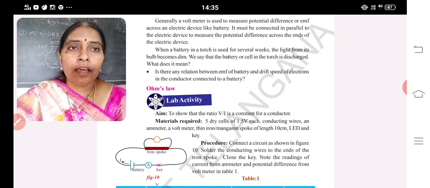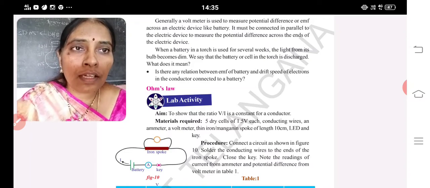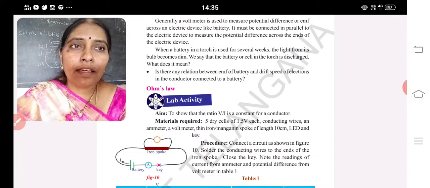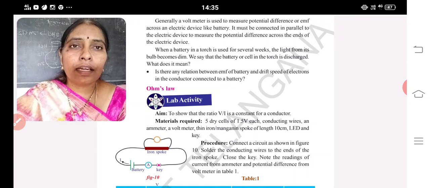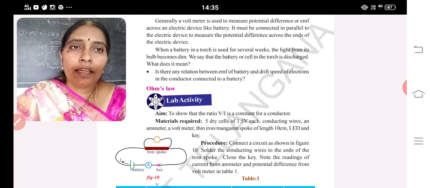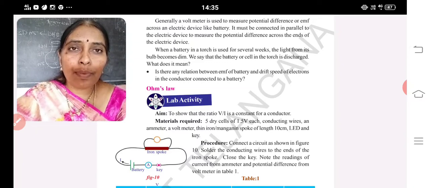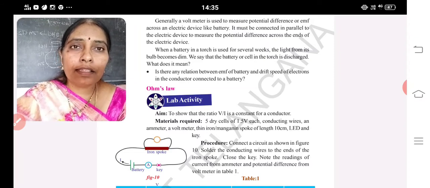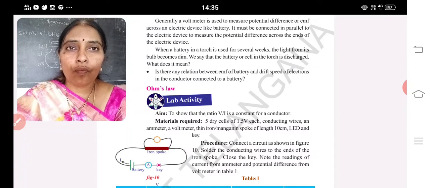Is there any relation between the EMF of a battery and the drift speed of electrons in the conductor connected to a battery? Based on that, we have one law, that is Ohm's law. Let us discuss it, the most important law for your 4 marks in your board exams.